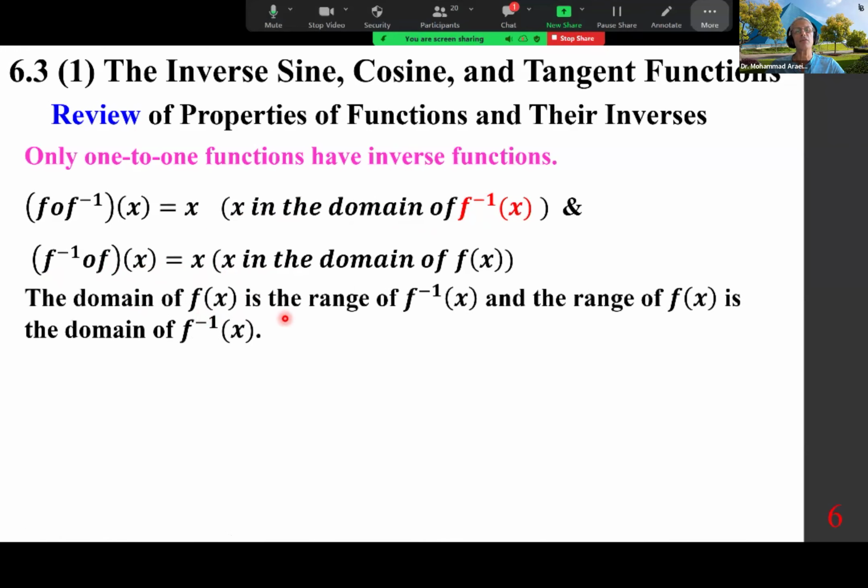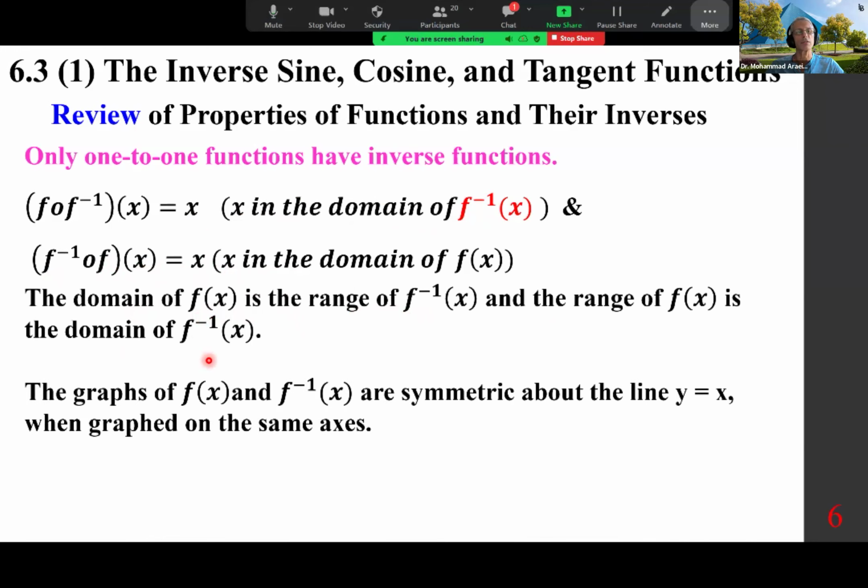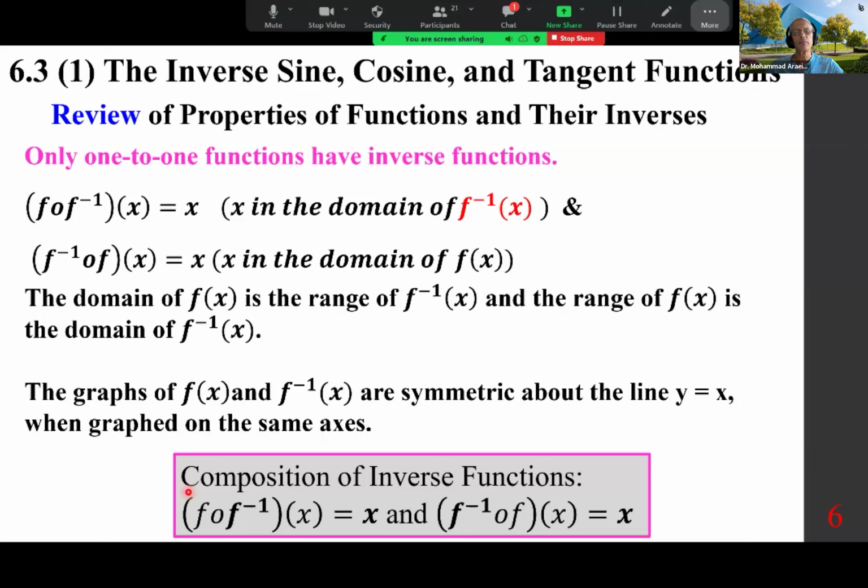So the domain of f of x is the range of f inverse, and the range of f of x is the domain of f inverse. That's the relationship between inverse functions. The graphs of f of x and f inverse are symmetric about the line y equals x when graphed on the same axis. Composition of inverse functions: f of f inverse of x equals f inverse of f of x, and both of them are equal to x.